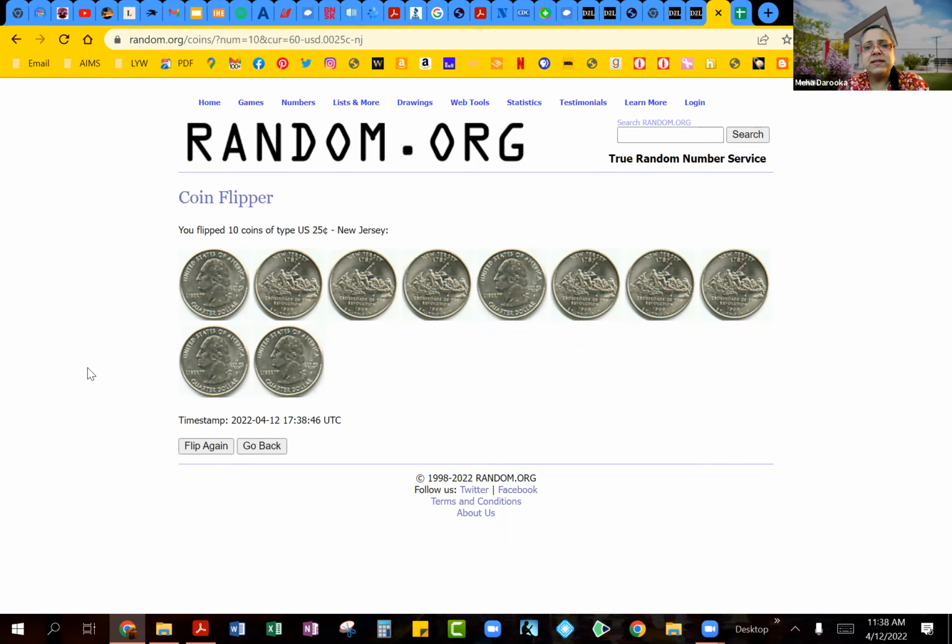Seriously, that's a whole lot of tails in there. So you can do that. You can do 1 coin at a time.